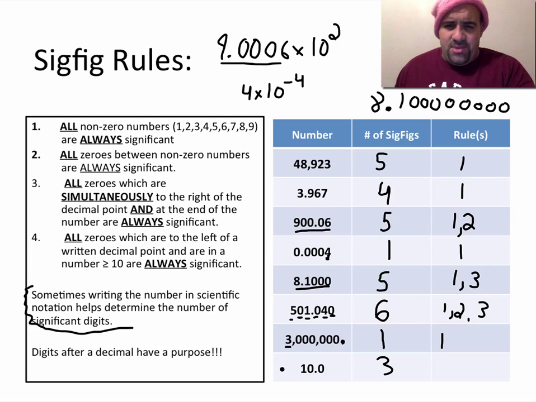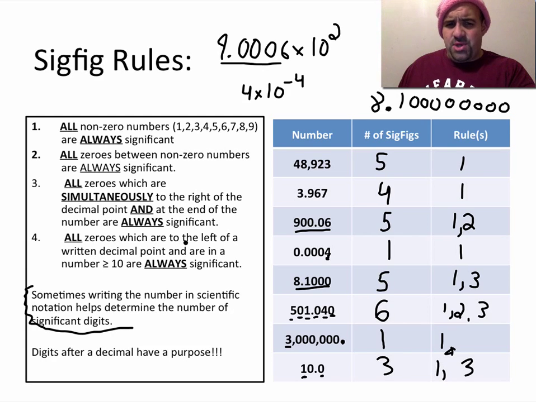All non-zero numbers are significant. All zeros between non-zero numbers, this one doesn't apply. We don't have any zeros between non-zero numbers. There's only one non-zero number. All zeros which are to the right of a decimal point and at the end of a number are significant. This zero is at the end of the number and to the right. So per rule 3, this zero is significant, and per rule 1, the 1 was significant.